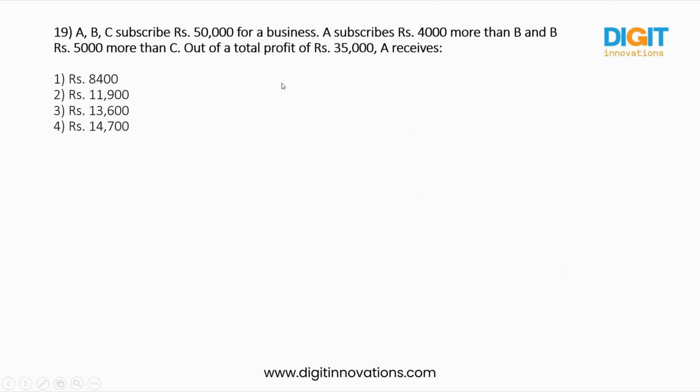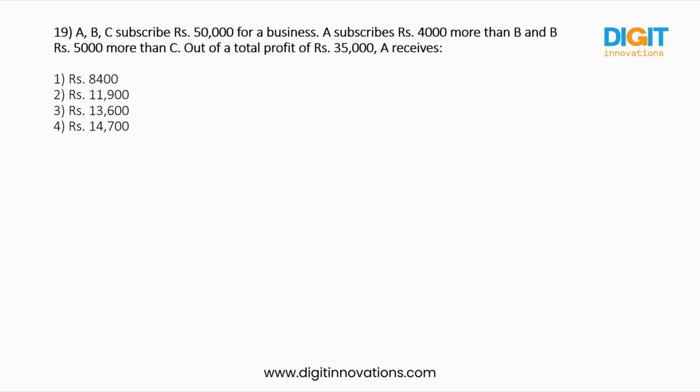Clear? Yeah. Next question. A, B, C subscribed rupees 50,000 for a business. A subscribes rupees 4,000 more than B and B 5,000 more than C. Out of a total profit of rupees 35,000, A receives how much? So three together invested 50,000, but we don't know how much A, B, and C invested individually. And the total profit is 35,000. So how much A receives out of the profit of 35,000, they're asking.